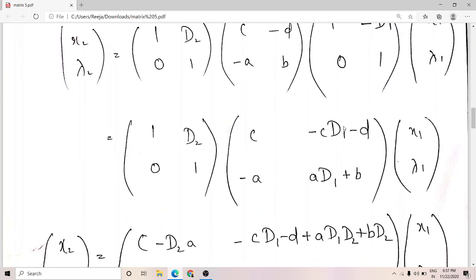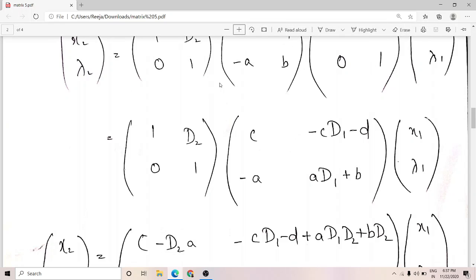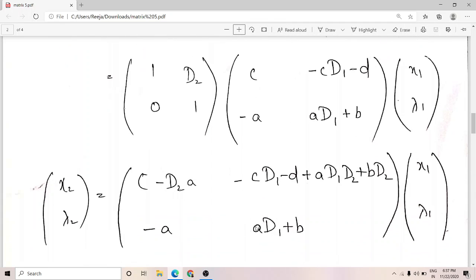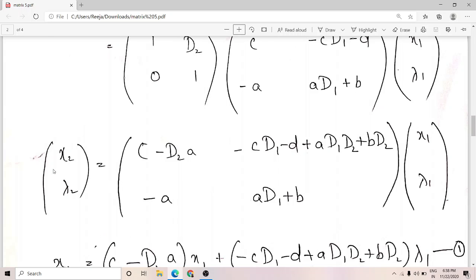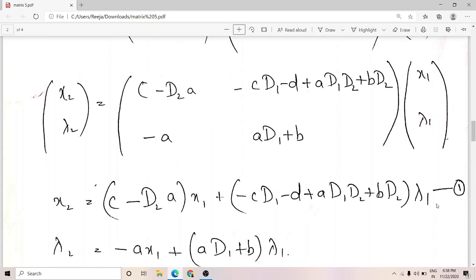So you find out the product, first the last two, then the first one. So the product, when you do, you obtain it in this fashion, that is x2 lambda 2 is equal to (c minus d2a) minus c d1 minus small d plus a d1 d2 plus small b d2 minus a d1 plus b into x1 lambda 1. Now let us write down the individual equations here.